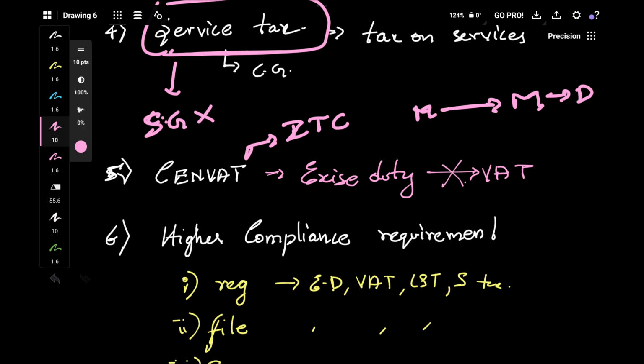This SENVAT credit goes only to these manufacturers. It is not passed beyond this point. That was actually a problem, and it has been solved with GST again.